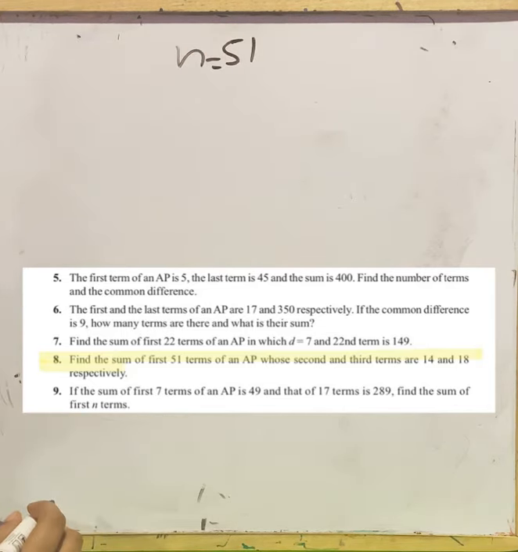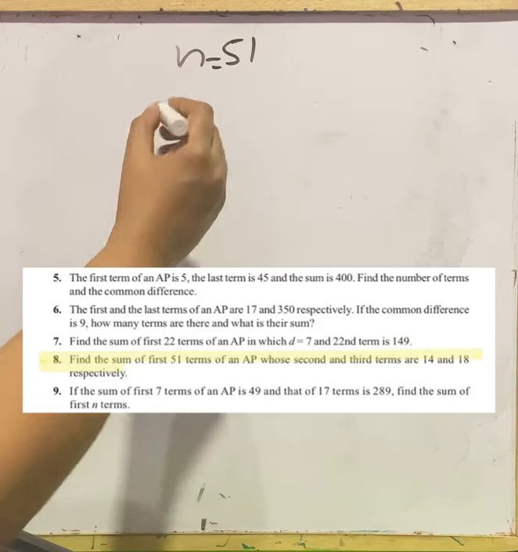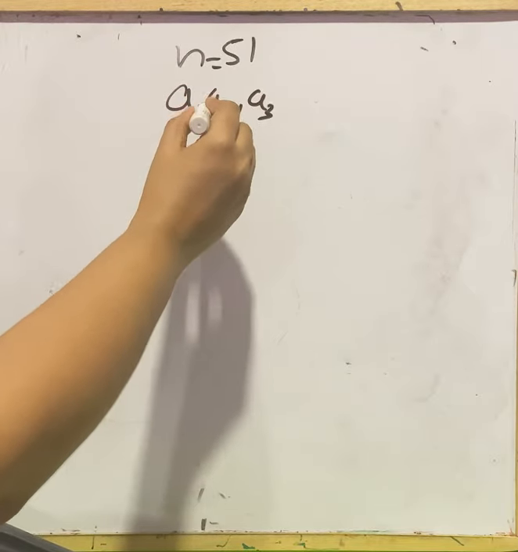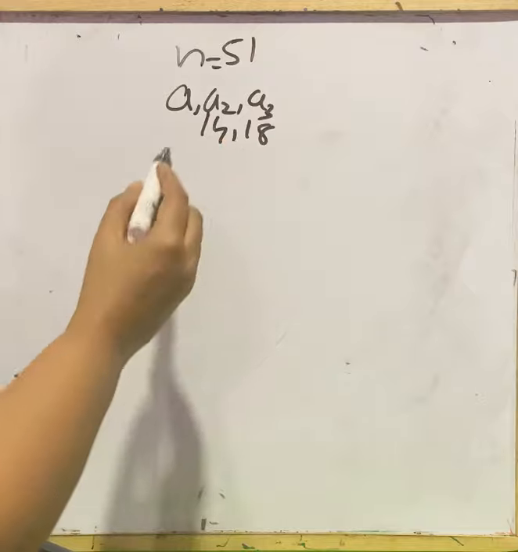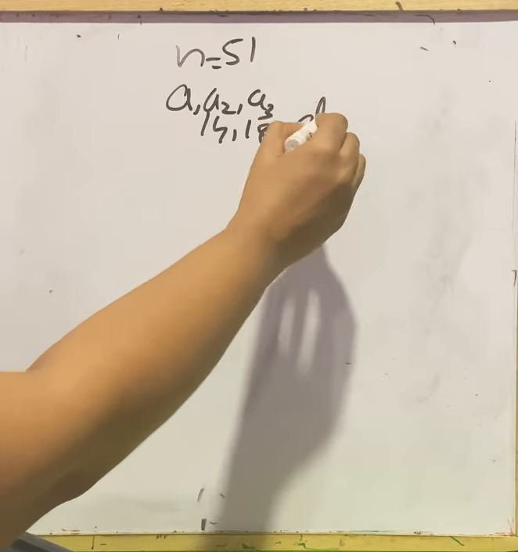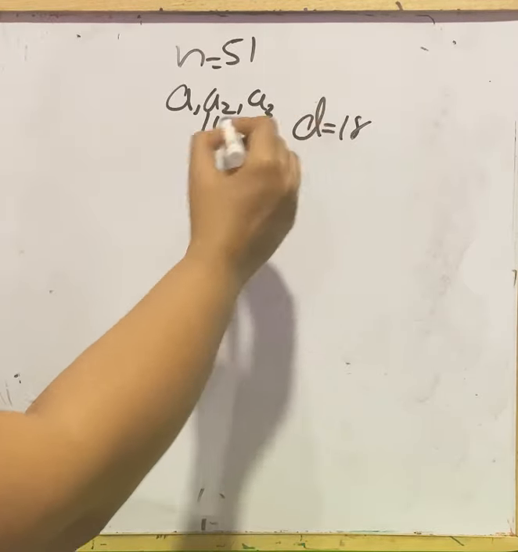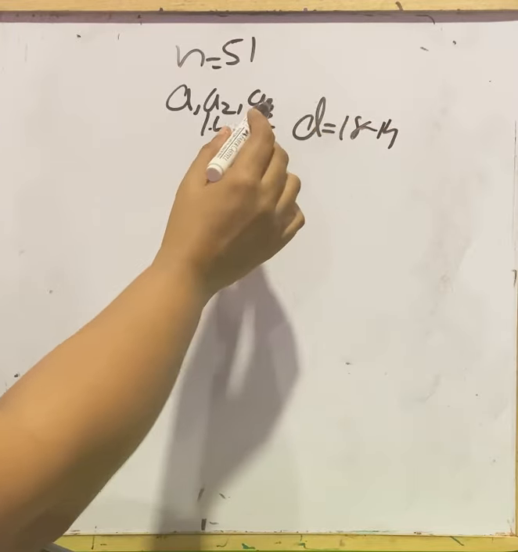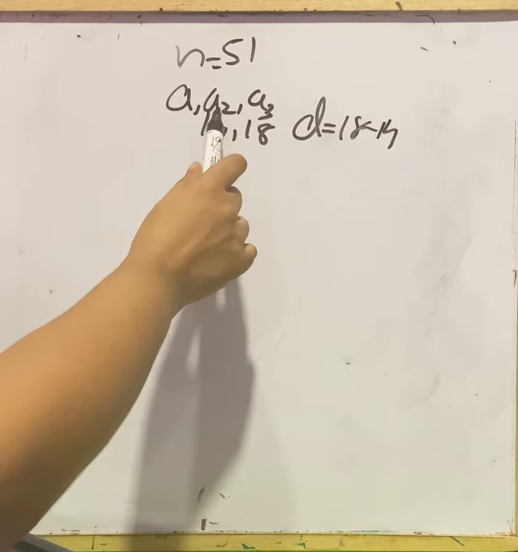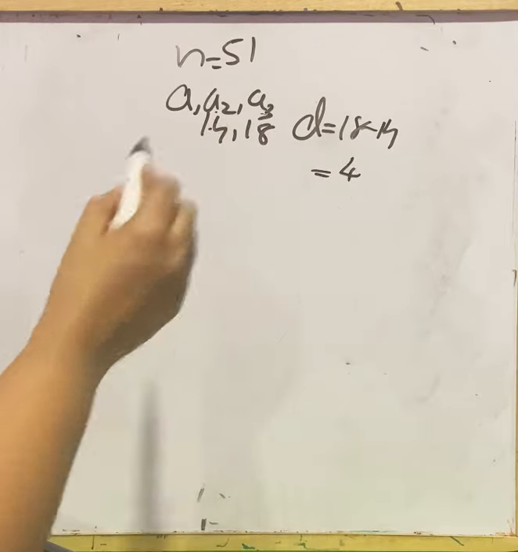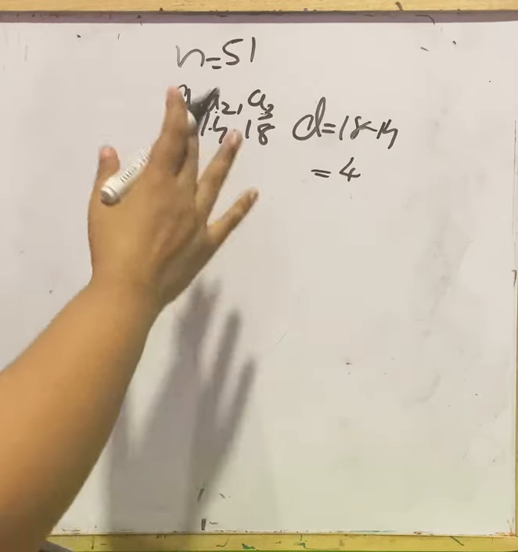Next question, find the sum of the first 51 terms, that is, we have 51 terms of an AP whose second and third terms are 14 and 18 respectively. So we don't know the first term, we know A2 and A3, that is 14 and 18 respectively. So from this you will find D. D is, consider two consecutive terms in an AP, then subtract the preceding number from the succeeding number. 18 minus 14 is 4. D is 4, n is 51. We have to find the sum.